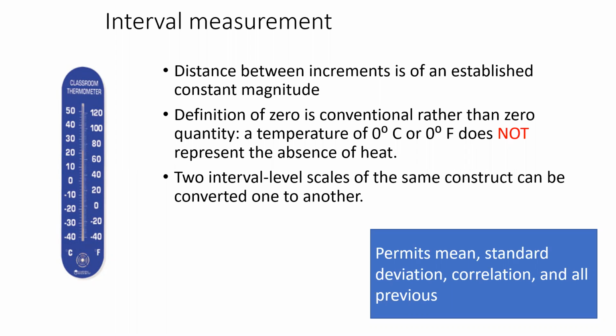So 0 is simply a value that may or may not be included on an interval level scale. And often in education, we prefer not to use 0 values because they convey information that can be easily misunderstood. But if you have them, you have them. They're like what you see on the classroom thermometer. They're in fairly arbitrary places.